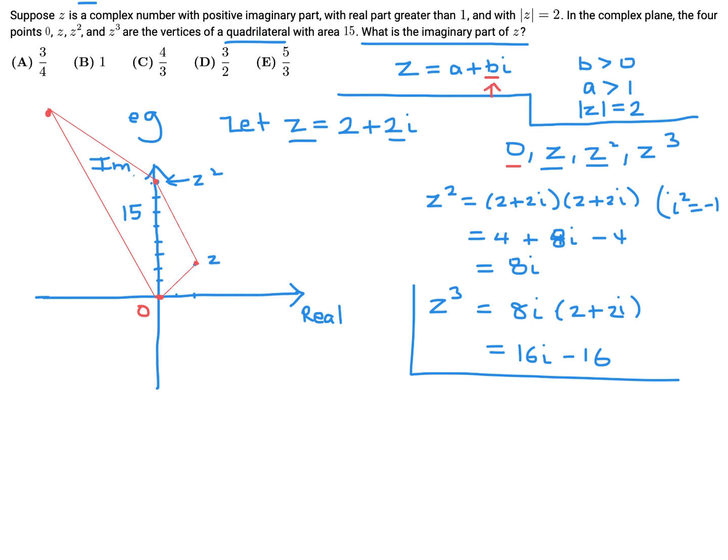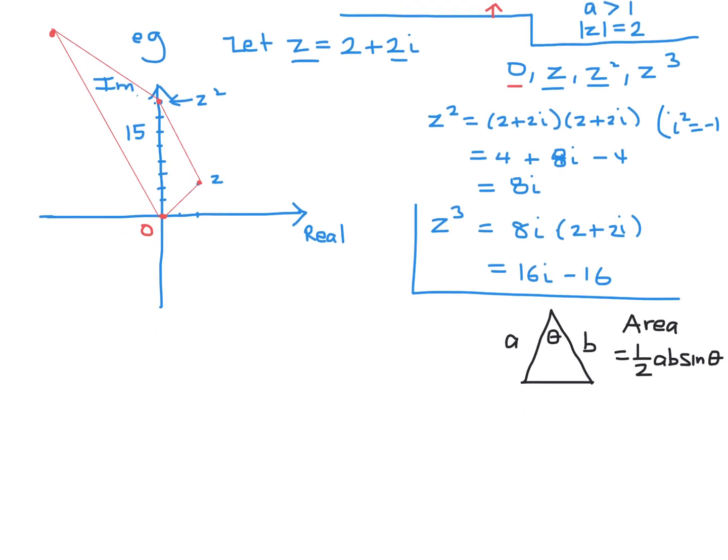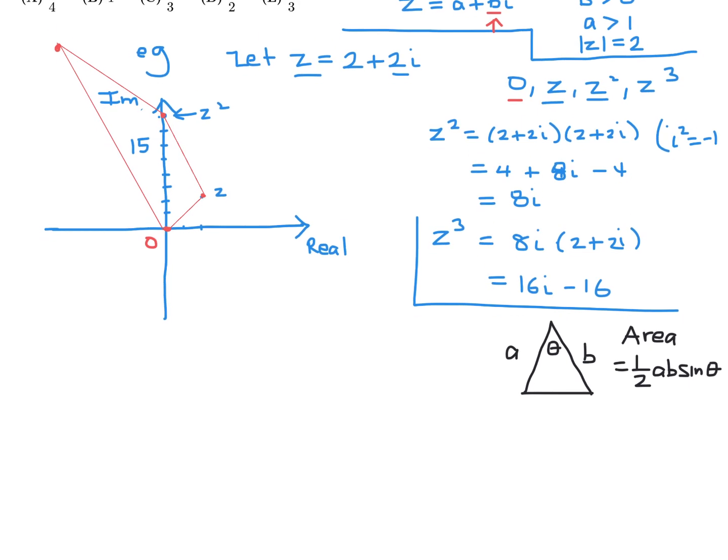Now the next step, I think, will be to figure out the area of this guy. And for that, I'm going to need an angle, because I think I'm going to use that formula. If you have a triangle and you have sides a and b, you can use trigonometry to figure out the area. It'll be 1/2 a times b sine theta. You guys remember that one, right? So that's what we're going to use in this question. As you can see, this shape, the quadrilateral, is basically two triangles.